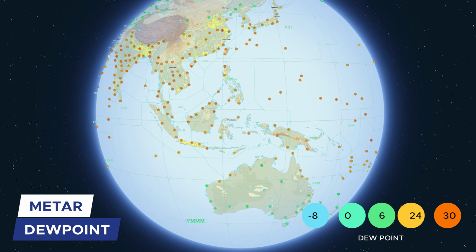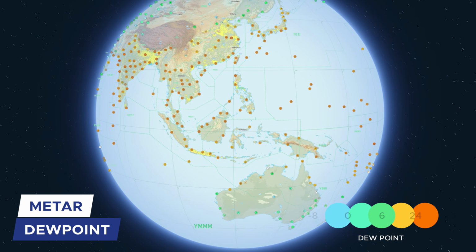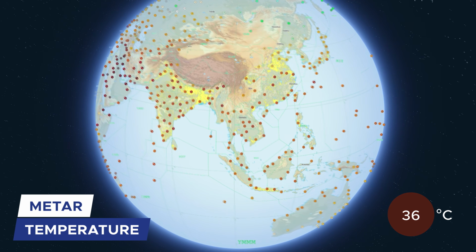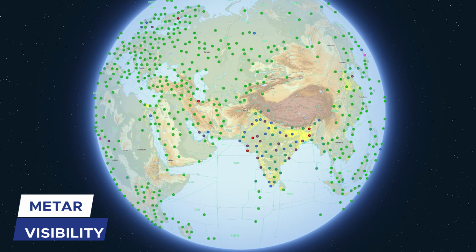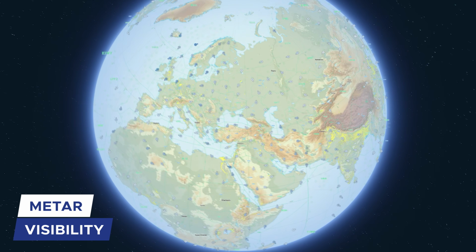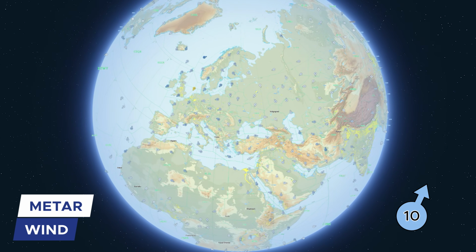Dewpoint shows the current dew point temperature. Temperature shows current temperature in degrees Celsius. Visibility depicts current visibility in statute miles. Wind barbs will show us the direction of the wind.